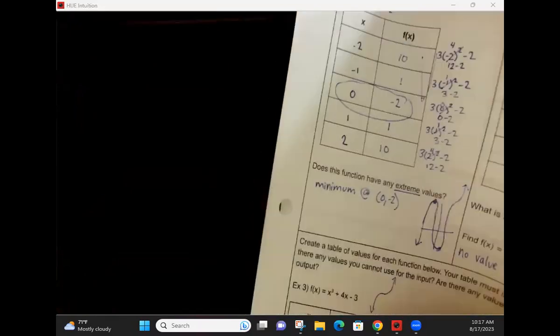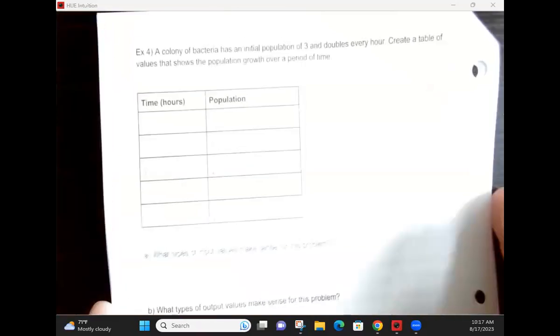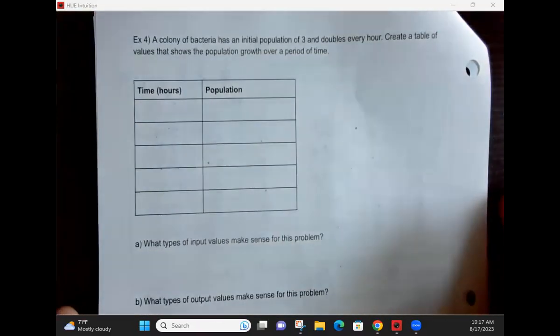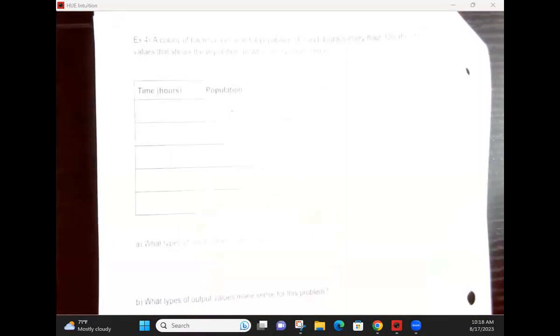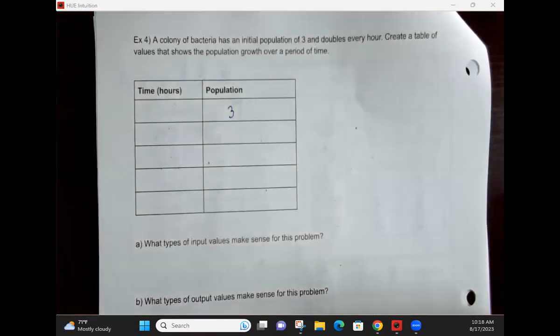For our next example, we don't have a function. Instead, we have a context. I'm describing something to you. So for example 4, a colony of bacteria has an initial population of 3 and doubles every hour. Create a table of values that shows the population growth over a period of time. So I know my population starts with 3, so I'm going to put that as my first output value in my table.